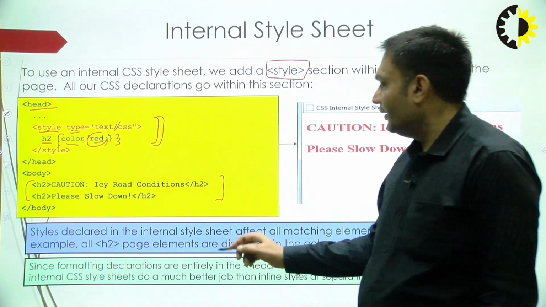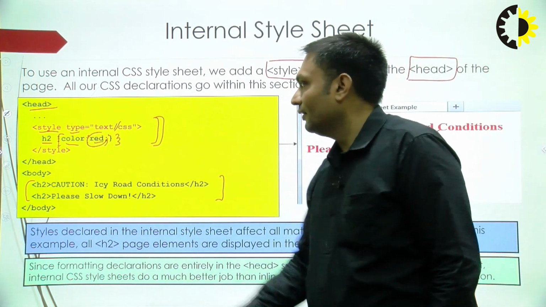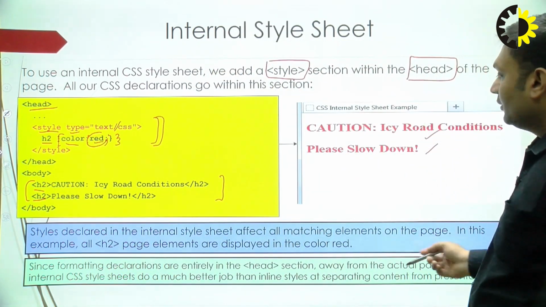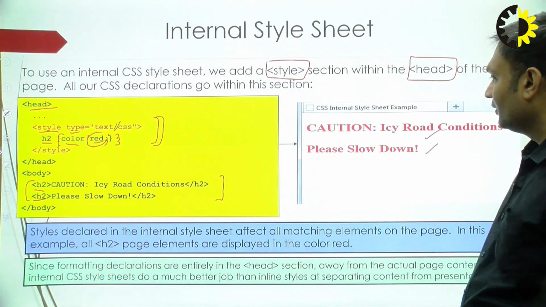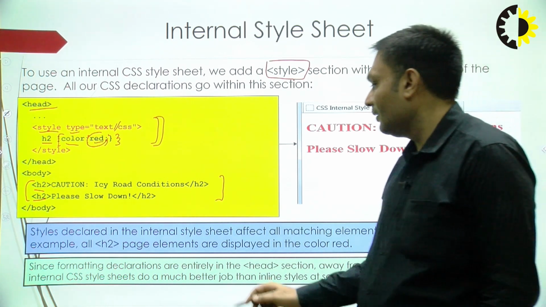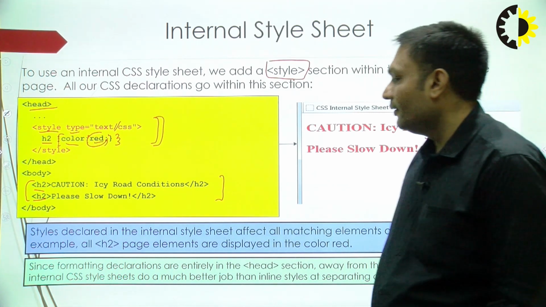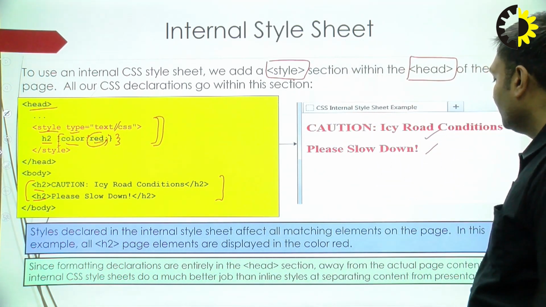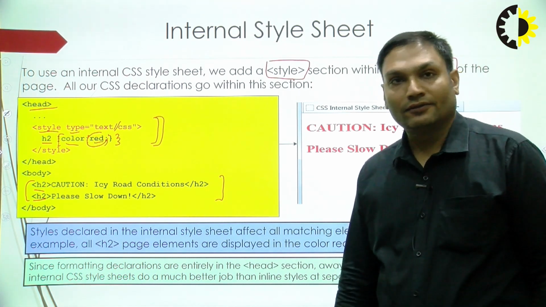Styles declared in the internal sheet affect all the matching elements. For example, you can see that h2 is a matching element here and here. So the rule that we apply will be reflected on all the h2 tags, and the color of the headings will be displayed as red. Since the matching format is entirely within the head section, away from the actual page content, internal CSS does not do a much better job than inline CSS at separating content from presentation. So this is a drawback of internal CSS as well.